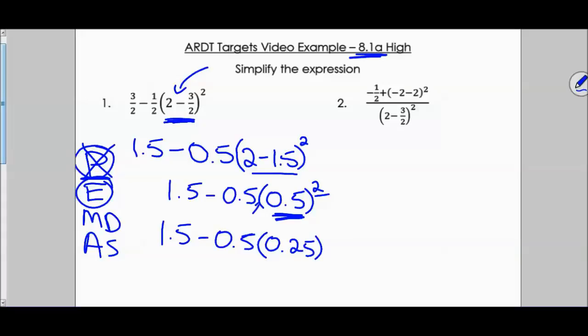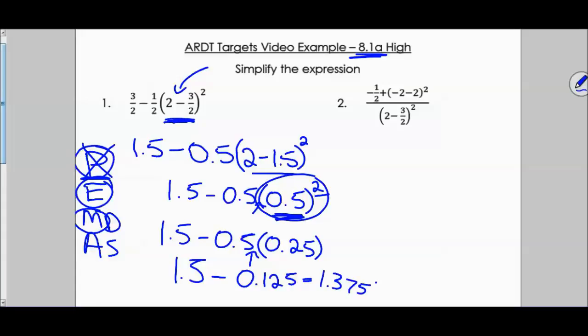This was multiplication to start out with. It should stay as multiplication. Doesn't really matter what we do to this. That should stay as multiplication. And that's going to be our next step. We see that we have M here, so we're going to multiply there first. It's 1.5 minus 0.125. And we can see that's our last step. We're just going to do that subtraction, so that's 1.375.